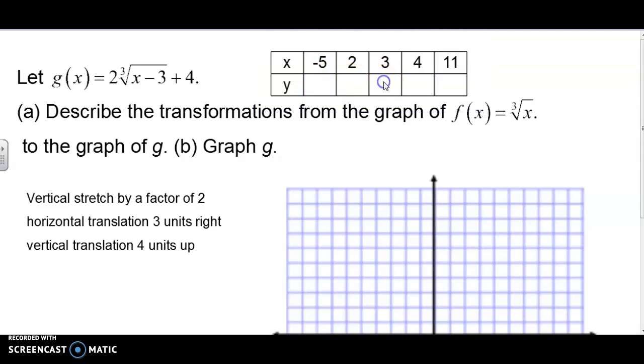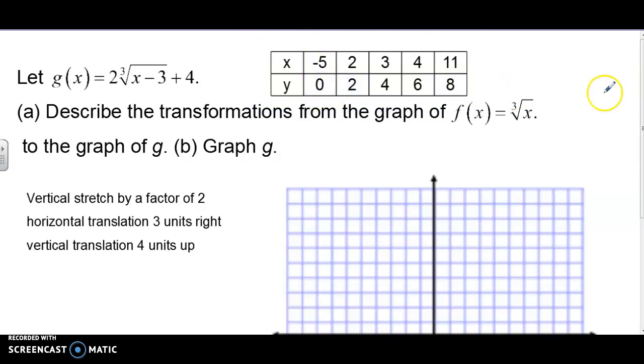So if I plug in 3, I get 0. Cube root of 0 is 0, times 2 is 0, plus 4 is 4. This would give me the cube root of 1, which would be 1, times 2, which is 2, plus 4 is 6. 11 here would give me 8, which would be 2. 2 times 2 is 4. 4 plus 4 is 8. And if you notice this pattern here, what's happening is this would then be 2. And this would be 0.